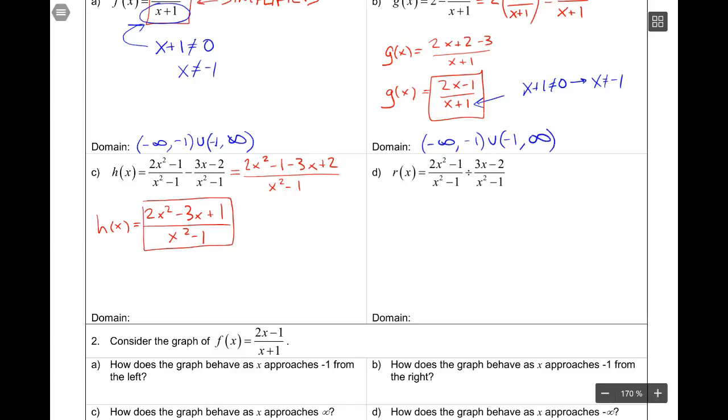Now I need to look and see if there are any domain restrictions. Well, there is something about this one that we need to be aware of. Both the numerator and denominator are factorable. So for the numerator, I'm looking for factors of 2 that add up to 3. That's going to be -2 and -1. So this is going to factor into 2x minus 1 times the quantity x minus 1.